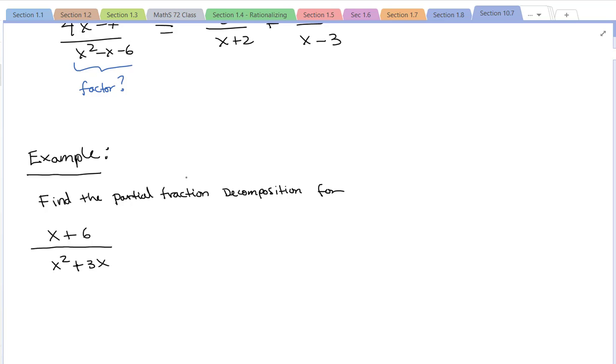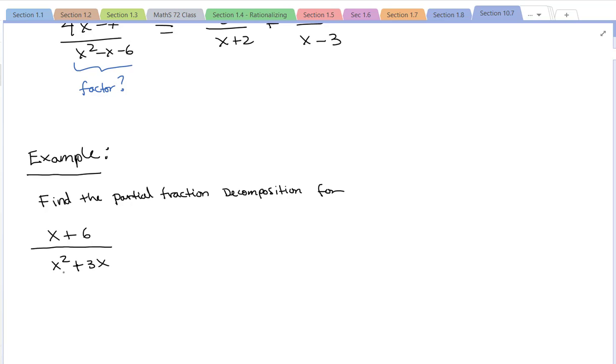Okay, so let's look at this example. Find the partial fraction decomposition for x plus 6 over x squared plus 3x. One of the things we have to first look for is to make sure that the degree in the numerator is smaller than the degree in the denominator. So here I have a linear x plus 6, and on the bottom I have a quadratic. So that's good. That means it's a candidate for being able to do the partial fraction decomposition.